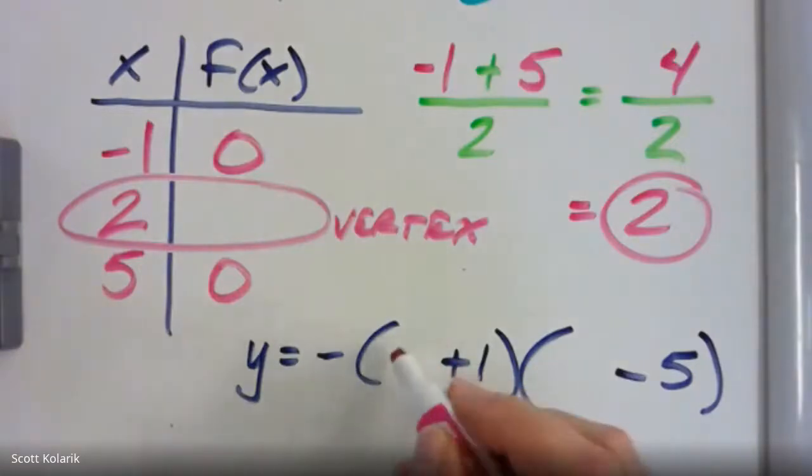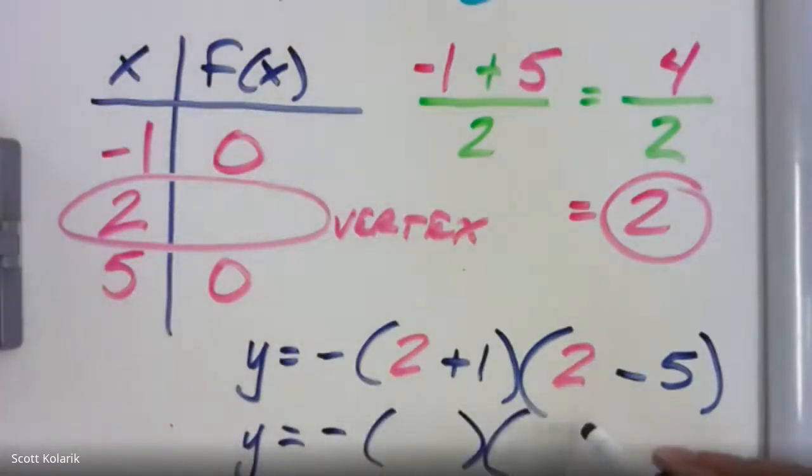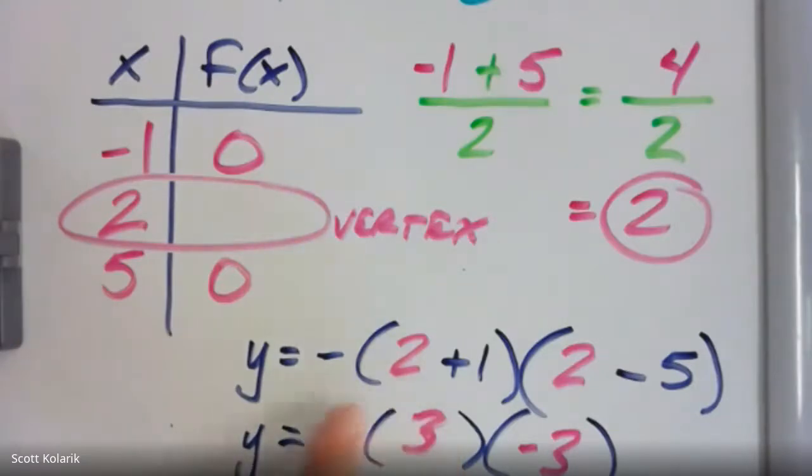And so when I plug the 2 in, this is, again, just what we would do for any xy table. What I'm going to end up with, deal with your parentheses first, right? 2 plus 1 is going to give me a +3. And then the 2 minus 5 is going to give me a -3. Okay. And so in this case, now I just have string multiplication. So I just have to multiply each of these items together. Technically a -1 times 3 is -3. That -3 times a -3 is going to give me 9.